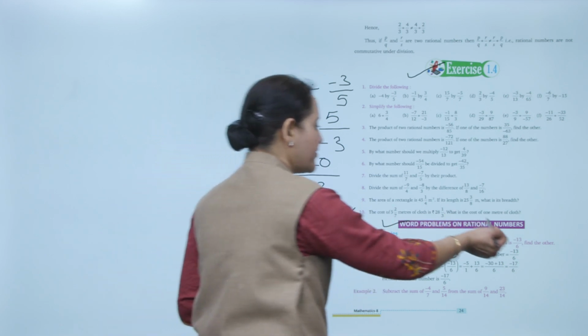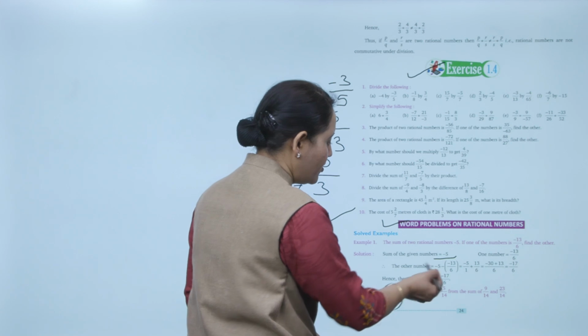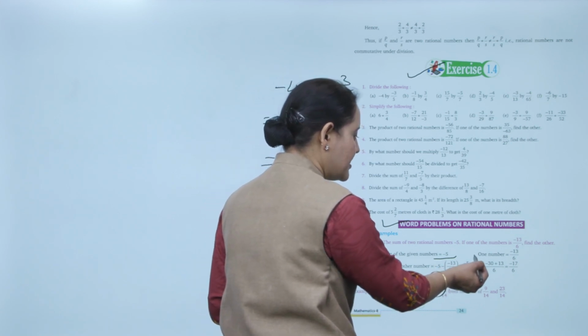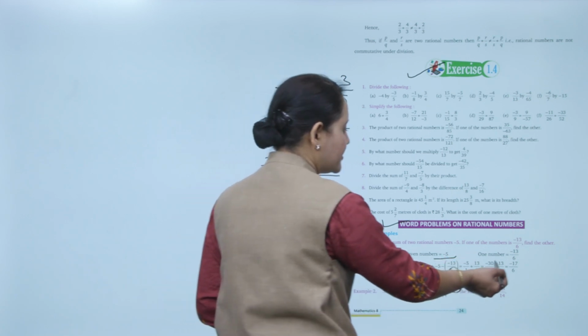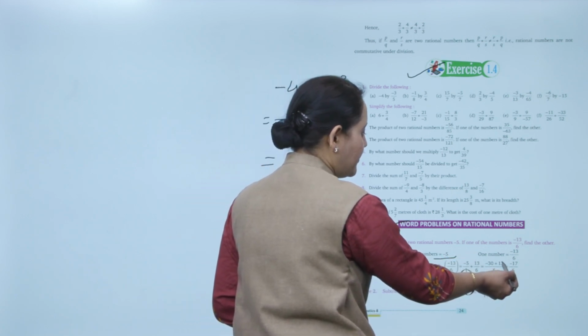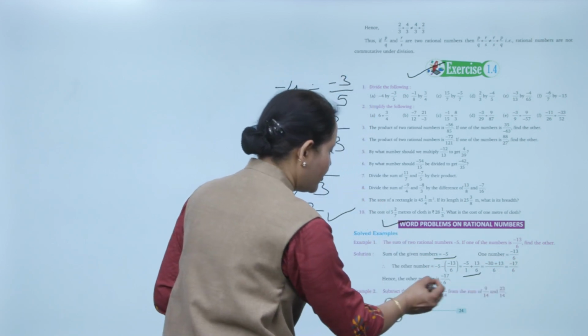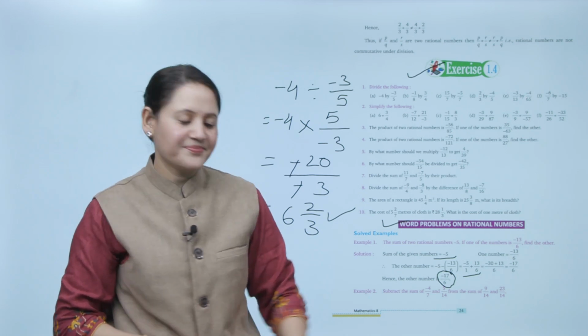From the sum we will subtract the given number. Minus 5 minus 13 upon 6. So minus minus becomes plus. So minus 5 upon 1 plus 13 upon 6. Take 6 as the LCM. Minus 30 plus 13, that is minus 17 upon 6. So the other number is minus 17 upon 6.